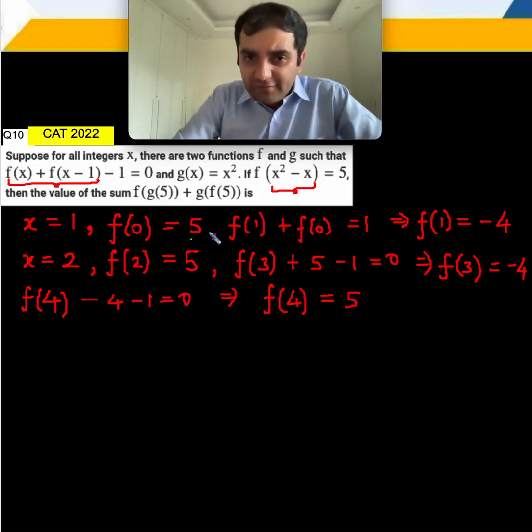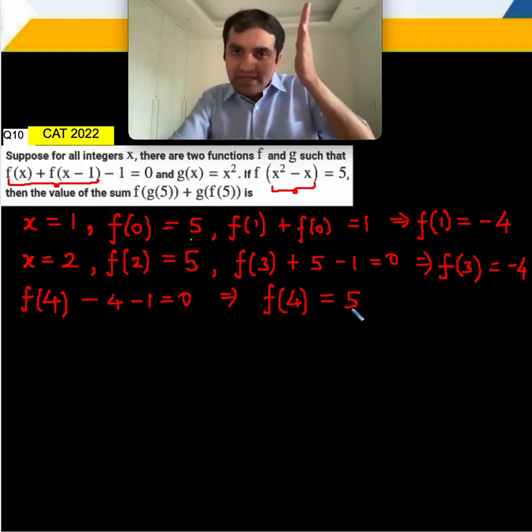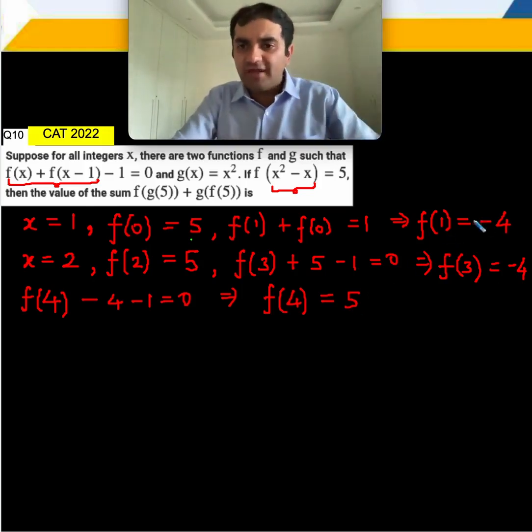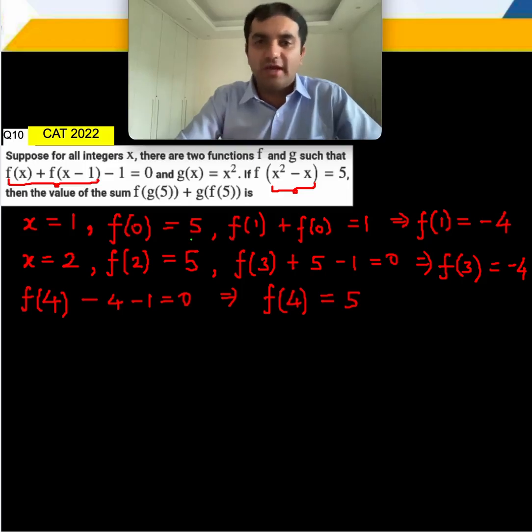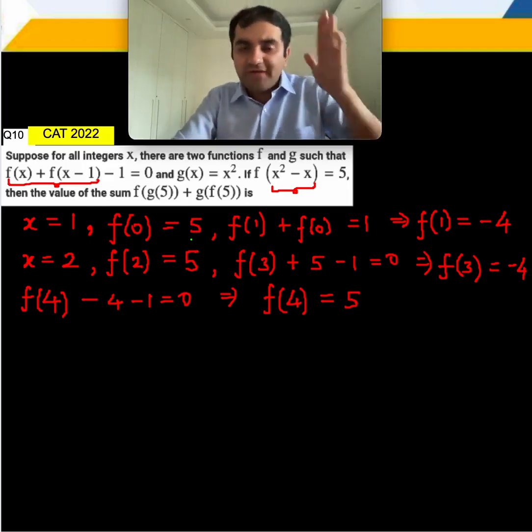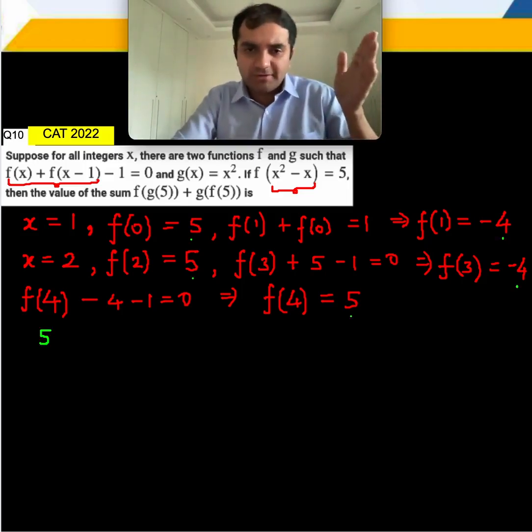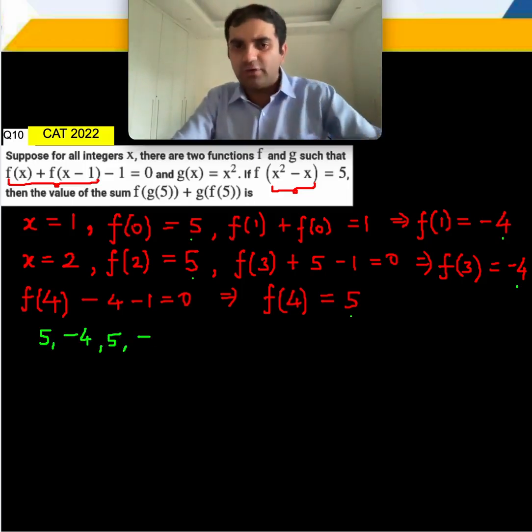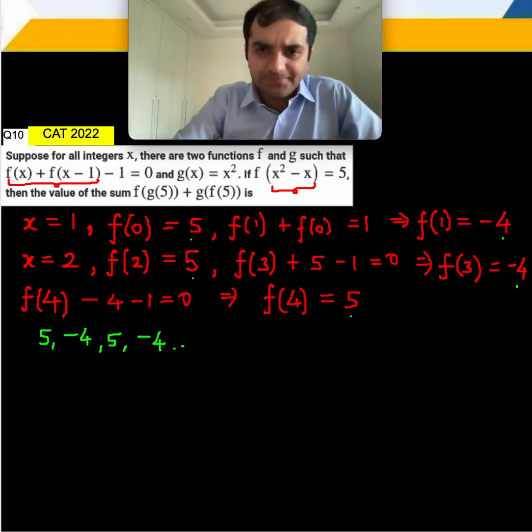ये देखो, f of 0 is 5, f of 1 is minus 4, f of 2 is 5, f of 3 is minus 4, f of 4 is 5. So all the even arguments पे 5 है, odd arguments पे minus 4 है आपका f of x. f of x at even argument, what is the pattern? 5 minus 4, 5 minus 4, like that. Now we are almost done.